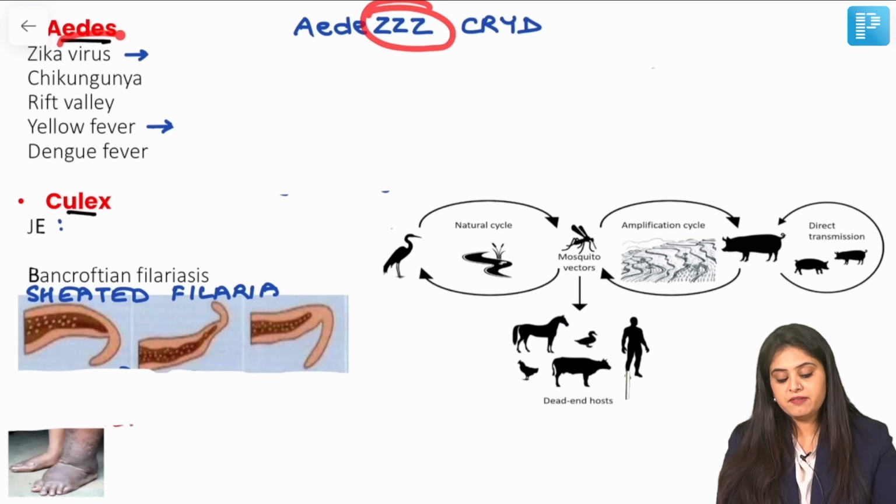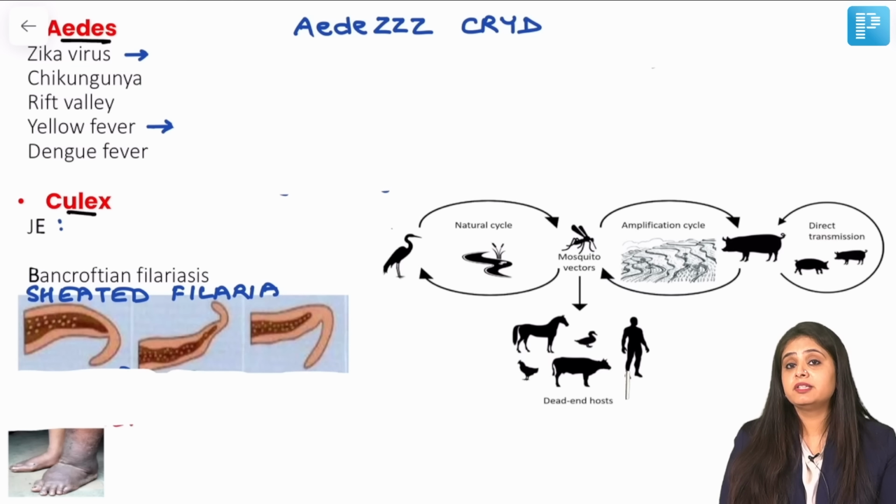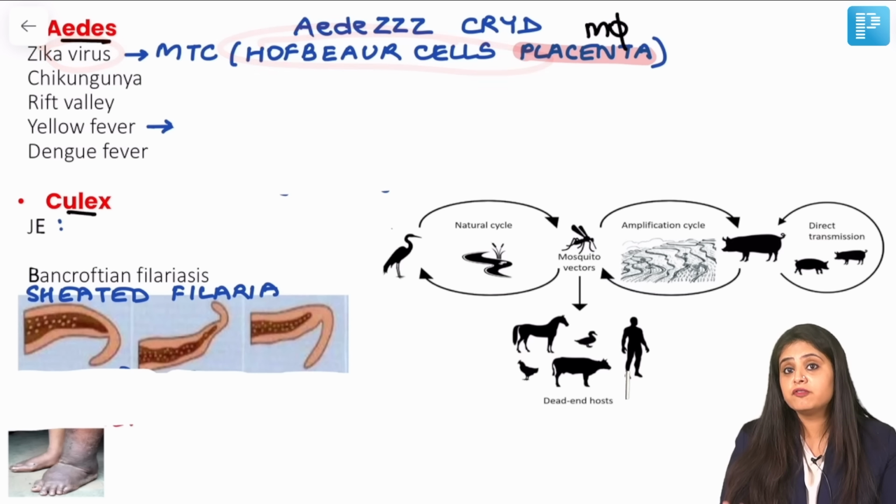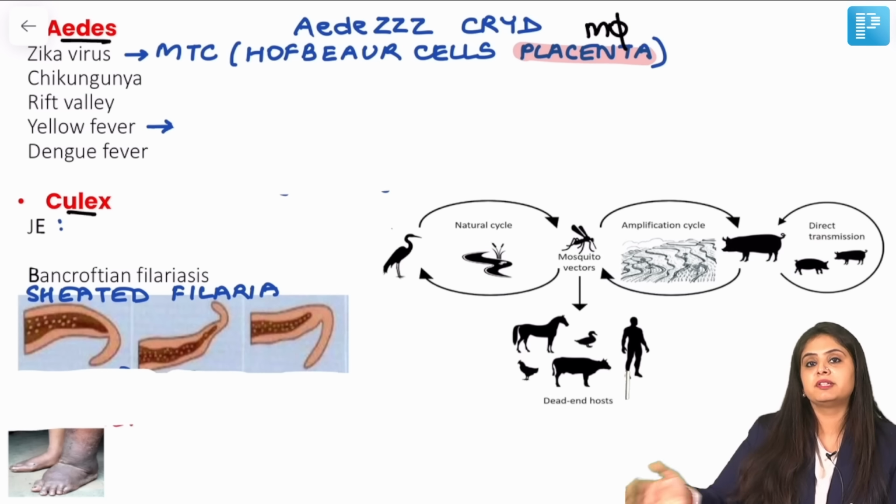When they say Zika virus, they will always try to hint you towards mother to child. And do you know which part of the mother it goes and sits in? It goes and sits in the placenta. The macrophages of the placenta are known as Hofbauer cells. So Zika virus goes and sits in the macrophage Hofbauer cells of the placenta. That's how it goes from mother to child.